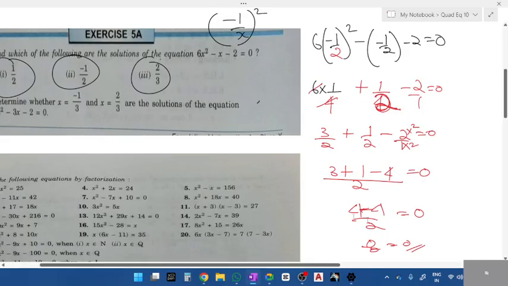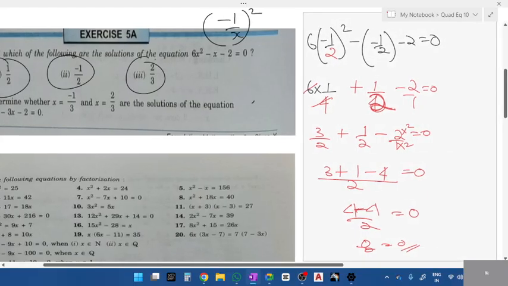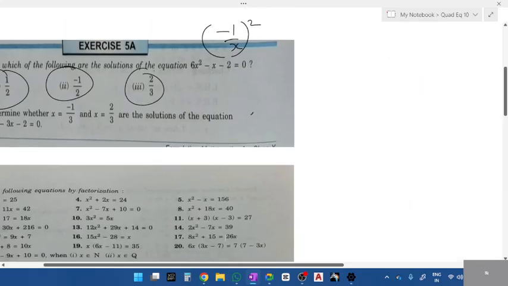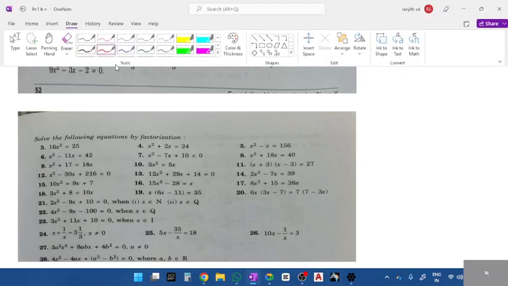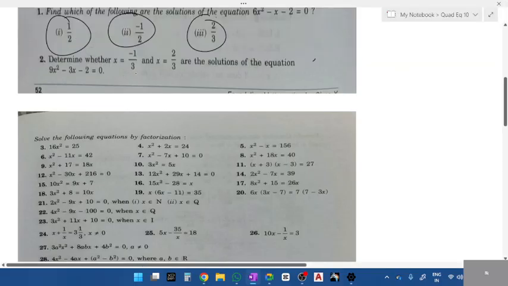Completed? Done. Will you try the third question for homework? Third one? Yes, substitute the third one and check 2 by 3 square and do all those things. Even the second one is the same, students. What is given? Determine whether x equals minus 1 by 3 and x equals 2 by 3 are solutions of the equation. Are the answers already given? They've already given us two x values, right? So what did I tell you? If a value is given, what do you have to do? If a value is already given, you have to just substitute.